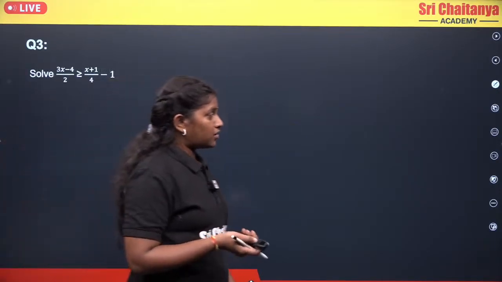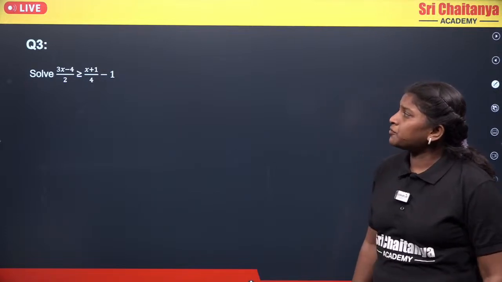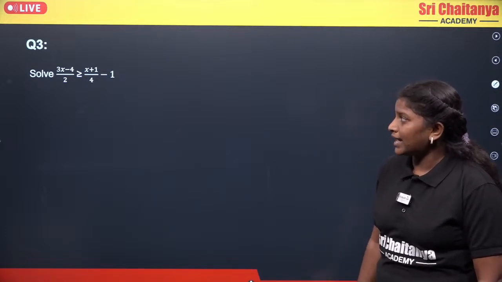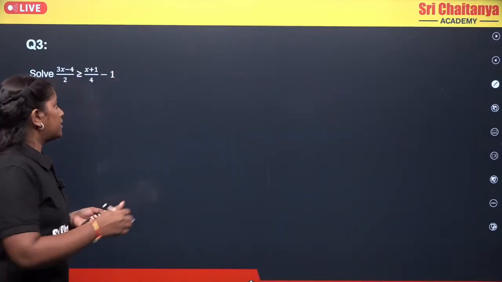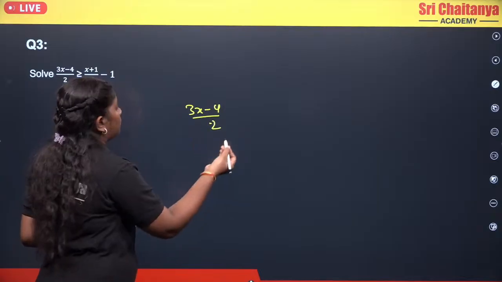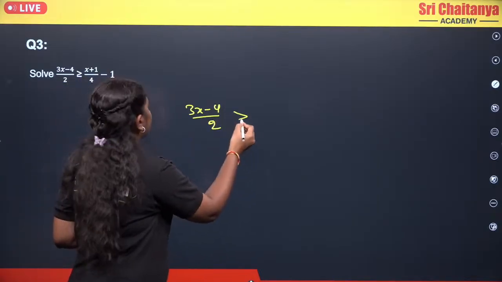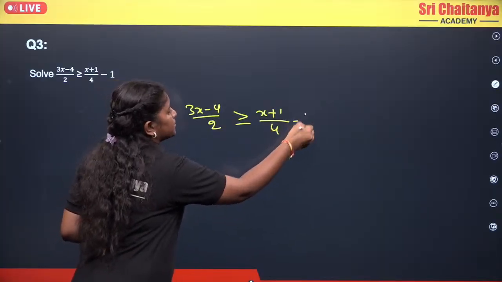Okay. Now let's solve the next. Moving to the next one. 3x minus 4 by 2 greater than or equal to x plus 1 by 4 minus 1. So now if you observe here clearly, we are having 3x minus 4 whole divided by 2 greater than or equal to x plus 1 by 4 minus 1.